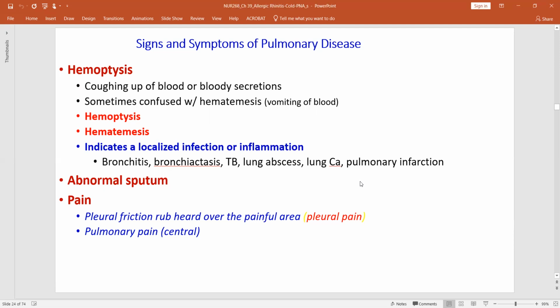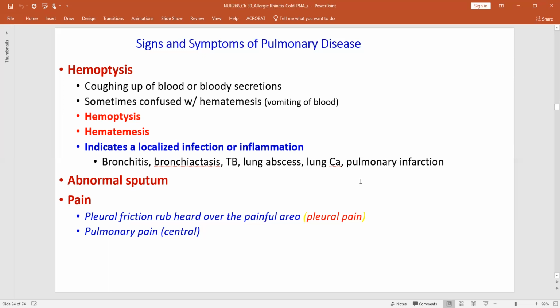So hemoptysis is blood that is bright red, with alkaline pH, mixed with frothy sputum. Hematemesis is usually dark blood with acidic pH, because that's coming from vomiting. That's coming from the stomach, acidic pH mixed with food particles. That's hematemesis, that's vomiting with blood, which is vomitus with blood. So it indicates a localized infection or inflammation, and these are some of the conditions which are associated with hemoptysis.